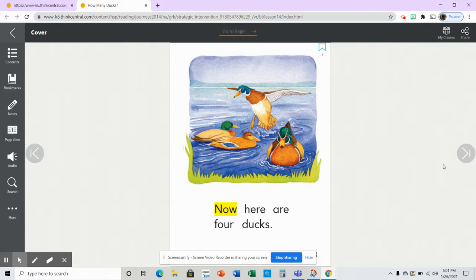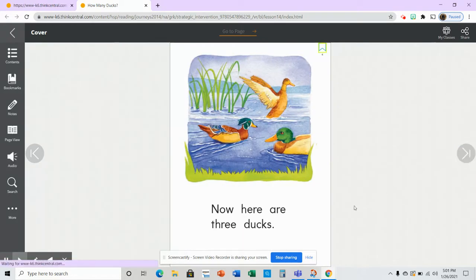What do you think? How many ducks are going to be on the next page? Let's see. Now, here are 3 ducks. Okay, so you made that prediction that every page a duck leaves the pond. And we're left with 1 less duck. It's like our subtraction.